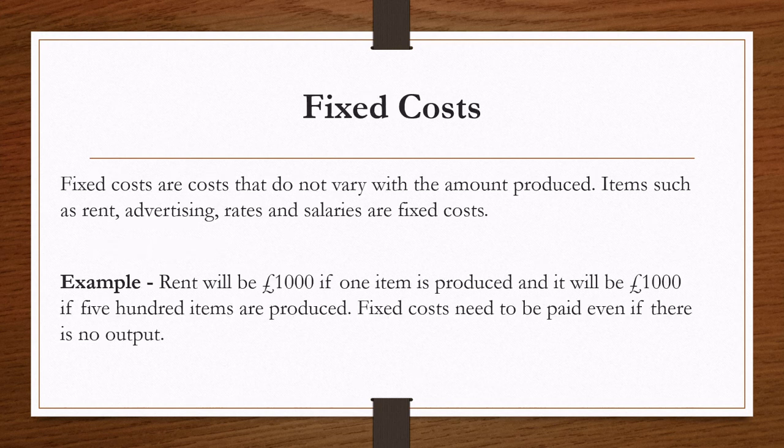Fixed costs are costs that do not vary with the amount produced. Items such as rent, advertising, rates, and salaries are fixed costs. An example is that the rent will be €1,000 if one item is produced, and it will be €1,000 even if 500 items are produced. Fixed costs need to be paid even if there is no output.